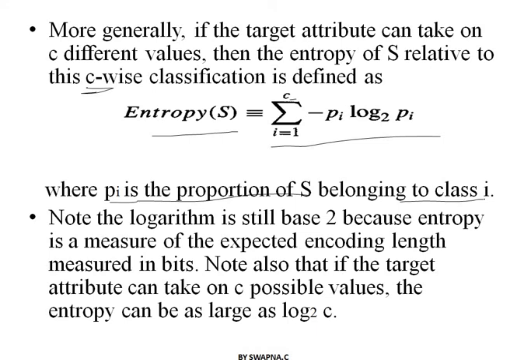Note that the logarithm is still base 2 only. Here we also use log base 2, because entropy is a measure of expected encoding length measured in bits. That's why we take the base of 2. Note also that if the target attribute can take on C possible values, the entropy can be as large as log to C.